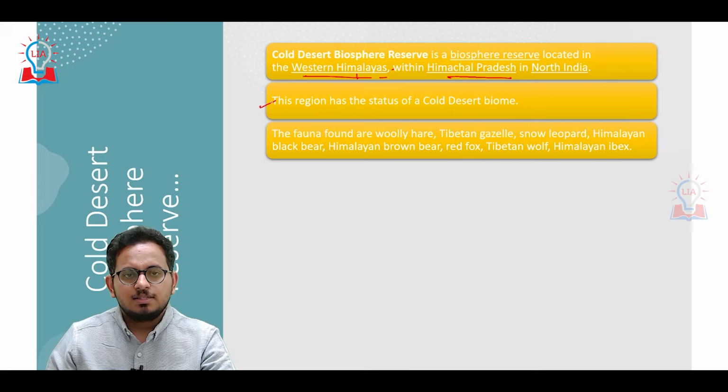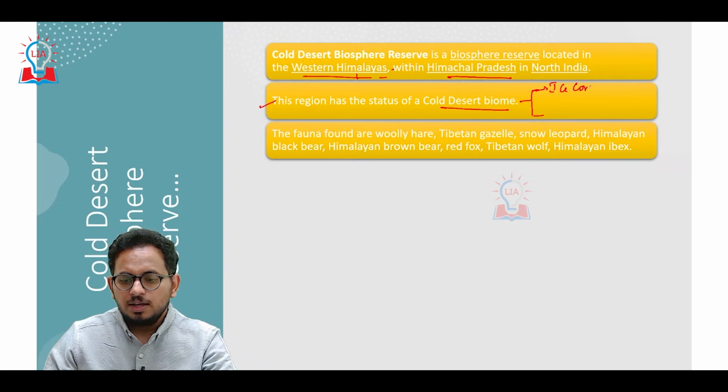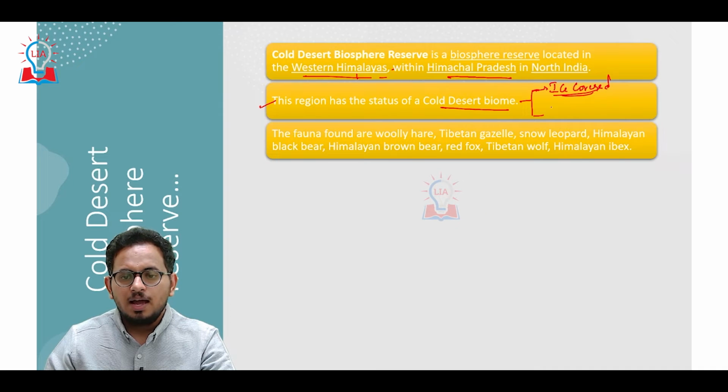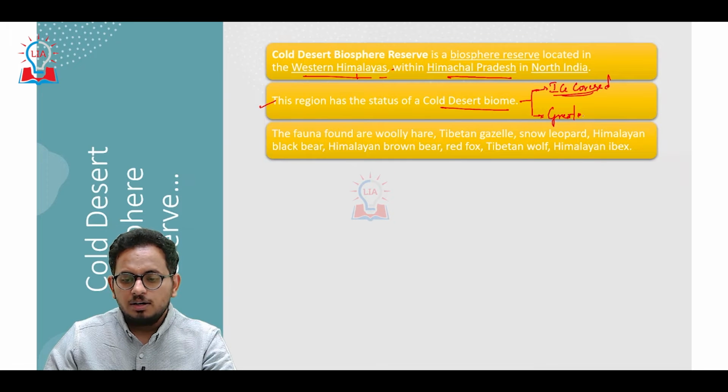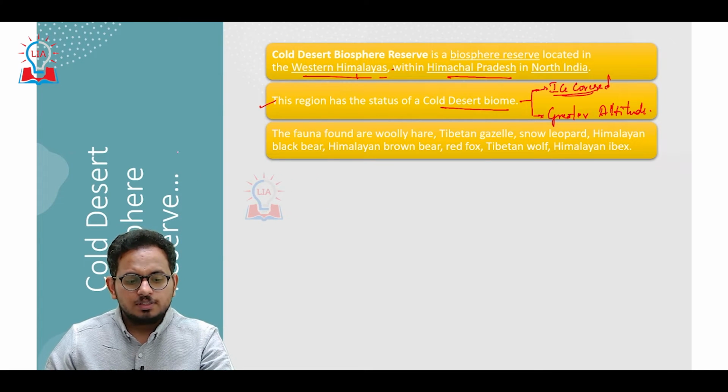Okay, and this is called cold desert because of 2 reasons. It has the status of cold desert biome because of 2 reasons. One is, as the name itself suggests, it is an ice covered area. It has no bare soil. Along with this, it is situated at a greater altitude. Because of these 2 reasons, the Cold Desert Biosphere Reserve is called by the name cold desert, and that is the reason why it has a cold desert biome as such.